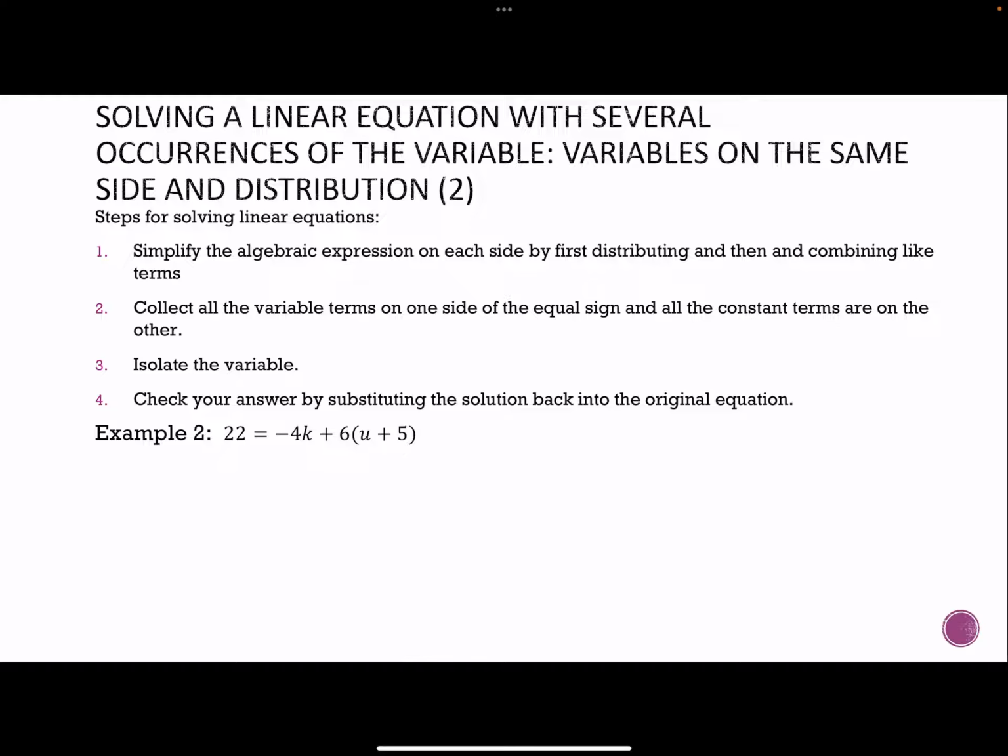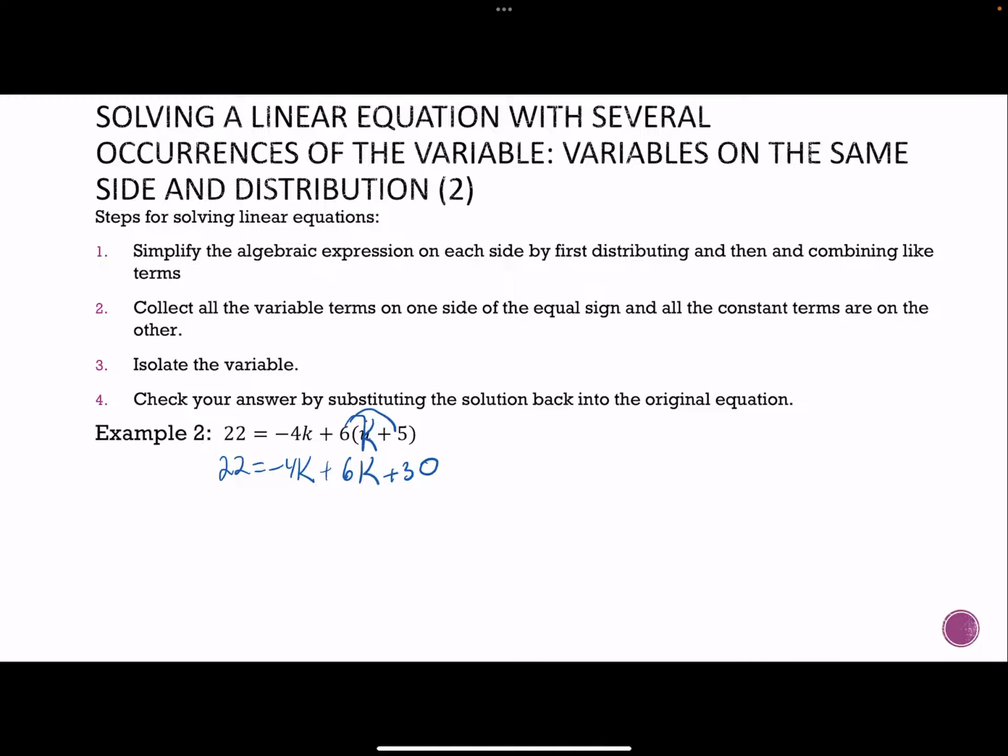Our second example is 22 equals negative 4k plus 6 times k plus 5. Let's also make that a k, right? That was a tiny typo on my part. So I have 22 is negative 4k plus, I can't simplify what's inside the parentheses, that k plus 5, so I'm going to distribute. 6 times k is 6k. 6 times 5 is 30.